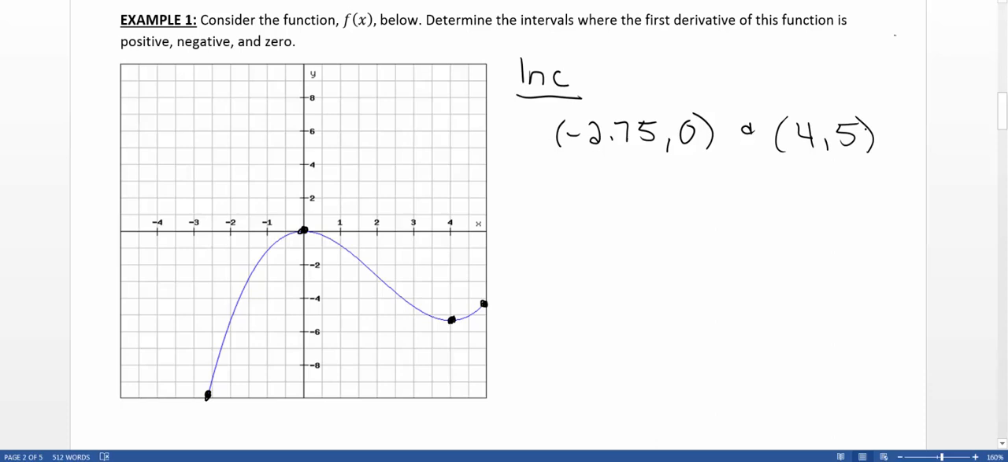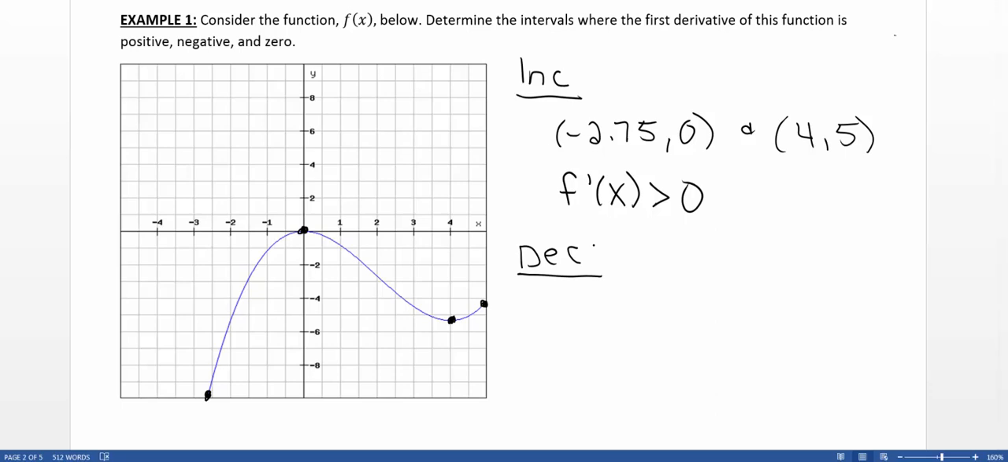So again, when my original function f of x is increasing, that tells me the intervals where the first derivative of that function is going to be positive. So that's the first thing I needed to look for. I'm also interested in where the first derivative is negative. So again, I need to consider where this function is decreasing.